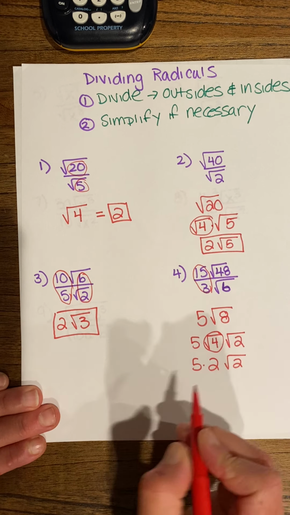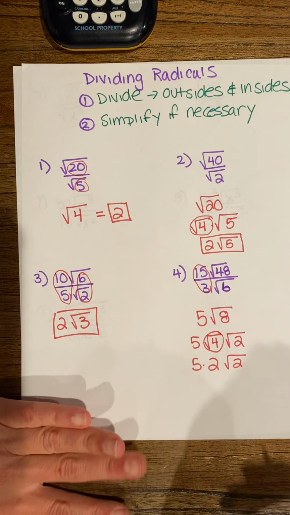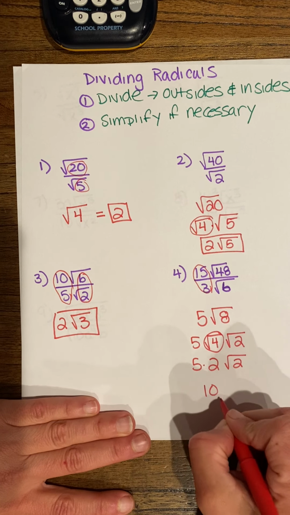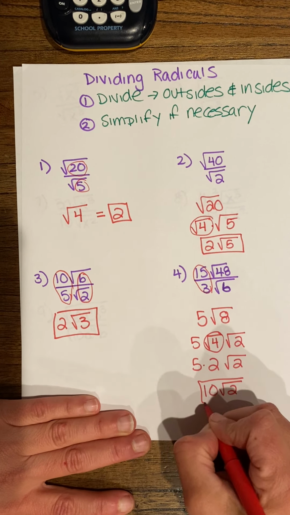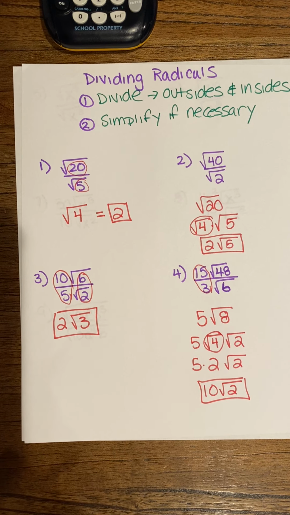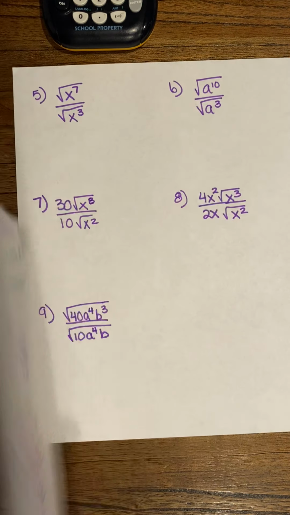So what I end up with on the outside is 5 times 2. You don't want to leave that. Just clean it up. Make it a 10. Because they're both outside numbers, we can multiply them now. Okay? So again, variables might come up with this one.